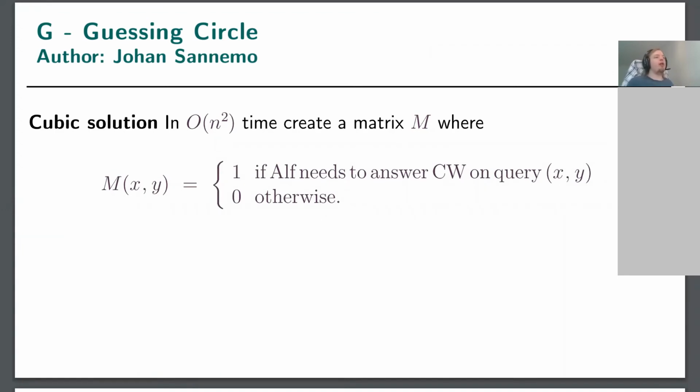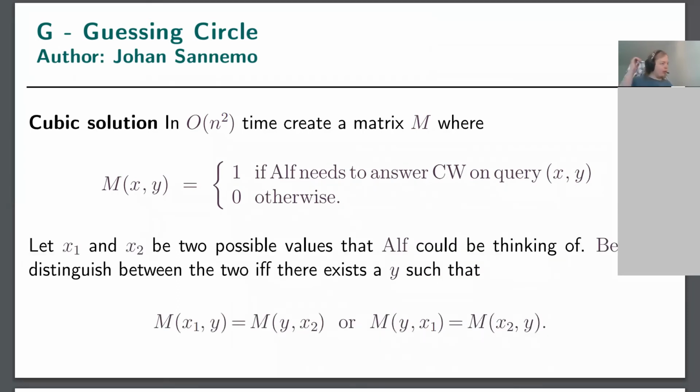So what you can do in order n squared time is calculate this matrix here, matrix of xy. You make it 1 if alpha needs to answer clockwise on the query xy, or 0 otherwise. And that's if it is forced to. That's the point. And you can do this kind of calculation.